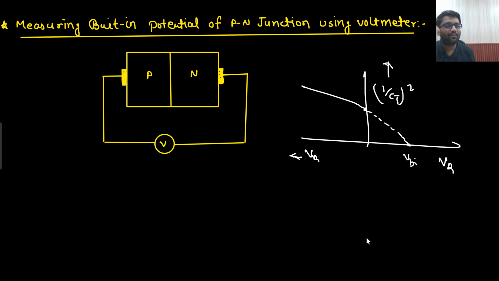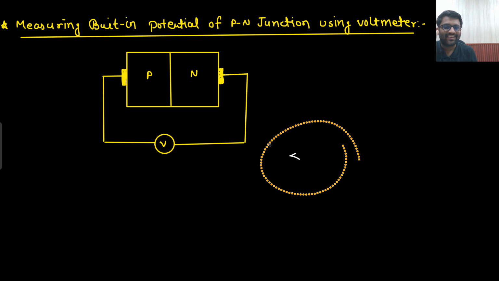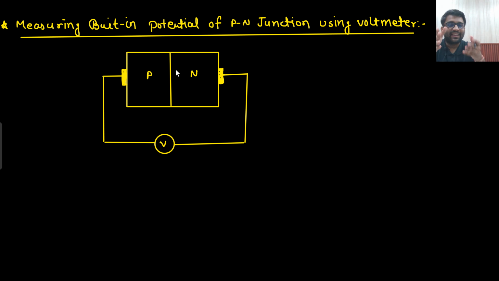Sir, why can we not measure it using a voltmeter? At a lot of places I have heard them say that built-in potential is an internal parameter. So you would not know where the built-in potential is, so you cannot actually measure it. This is the explanation I have heard in many places: that built-in potential is an internal parameter, so wherever you connect the voltmeter, you will not be able to understand the built-in potential. That's why you can never measure it through a voltmeter.